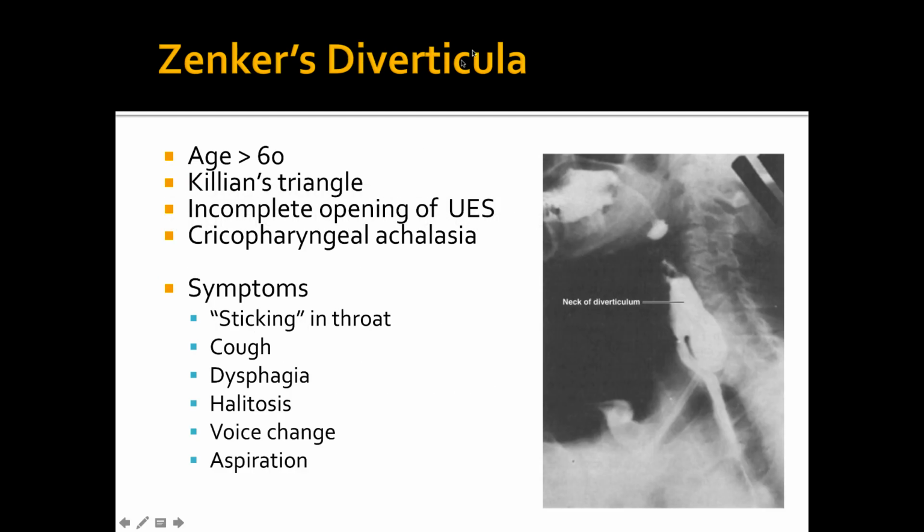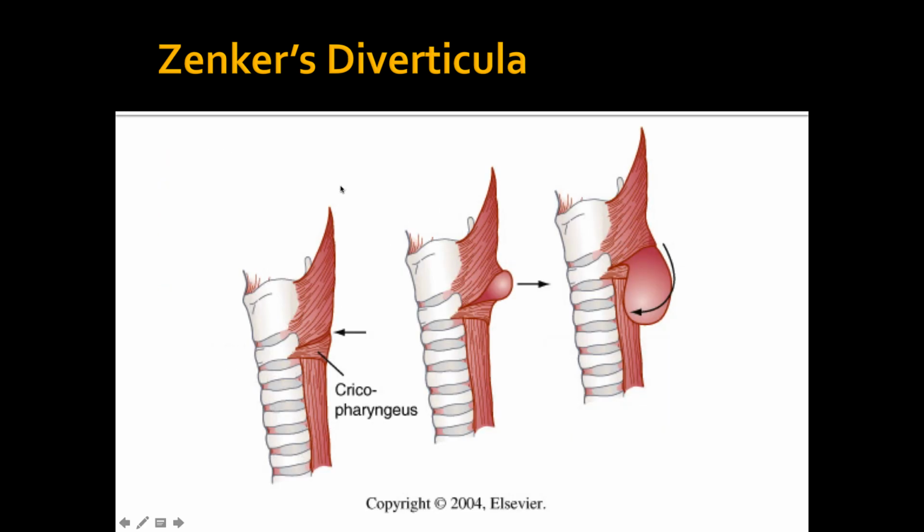So let's go with Zenker's. Zenker's patients are usually older, over 60. There is a potential weak spot called Killian's dehiscence, which in this slide will show you there's a triangle between the pharynx and the upper esophagus. This is bounded by the lower fibers of the inferior constrictor, the upper fibers of the cricopharyngeus muscle, and the median raphe. If the cricopharyngeus muscle is too tight, too hypertrophied, then there will be outpouching of this mucosa, and this is Zenker's diverticulum.